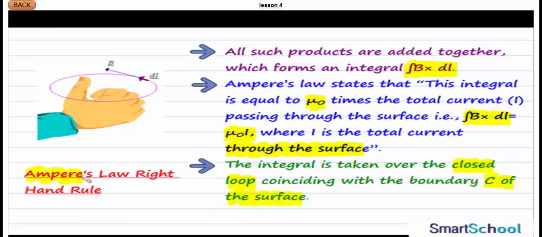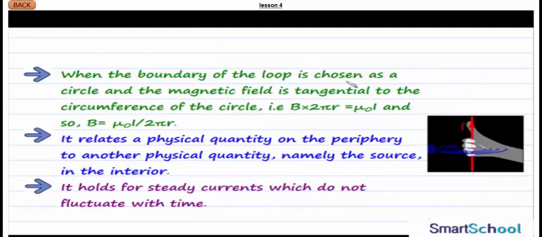And here we have the right-hand rule. According to the right-hand rule, if the fingers of the right hand are curled in this manner with the thumb pointing in the direction of current, then the direction in which the fingers curl gives us the direction of the magnetic field.